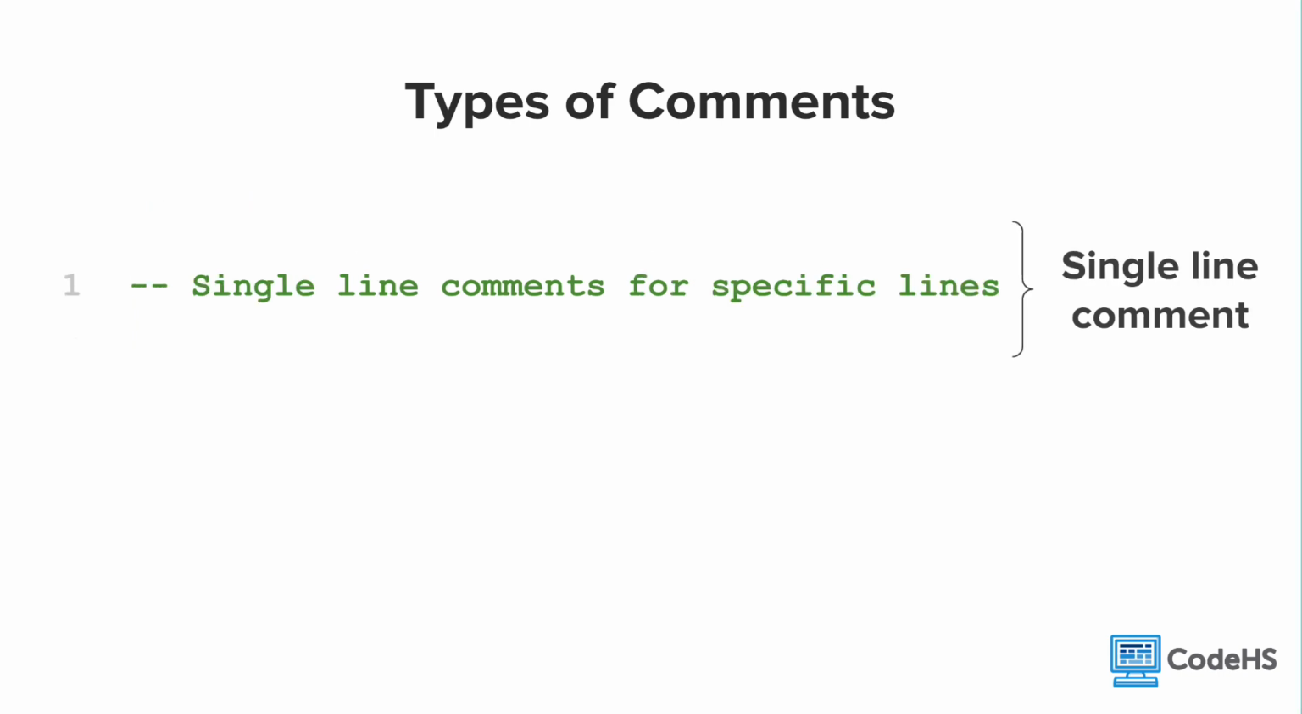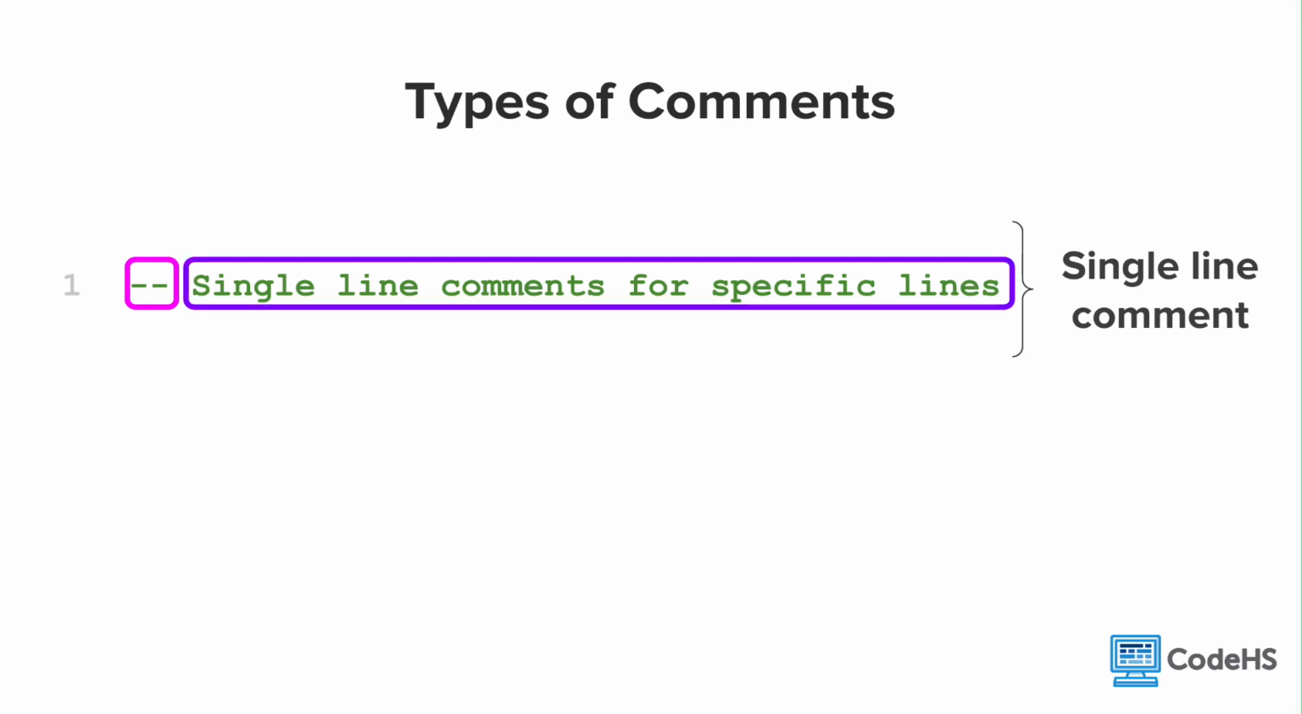We can also do a single line comment. These are typically used to describe specific lines of code. You start a single line comment by using 2 dashes. Once the computer sees the 2 dashes, it will ignore the remainder of that line of code, but start reading automatically on the next line. Notice that a single line comment doesn't have anything to end the comment. The comment just ends automatically at the end of the line.